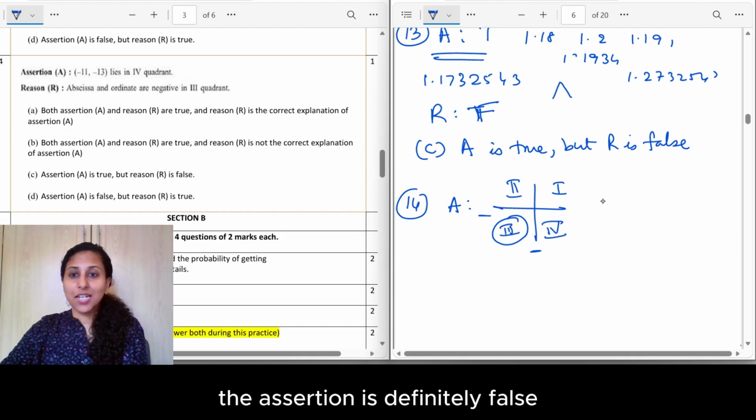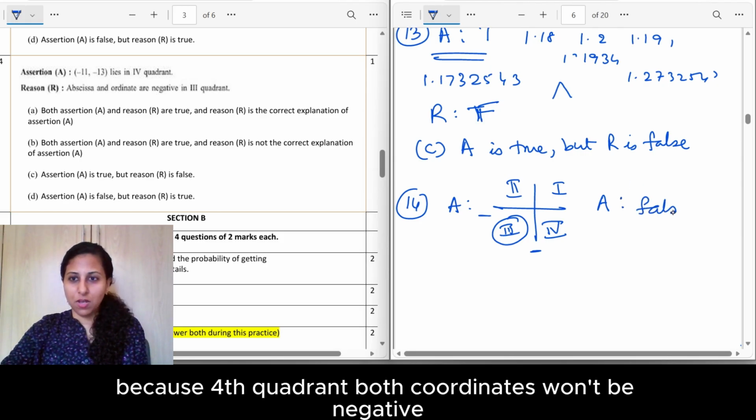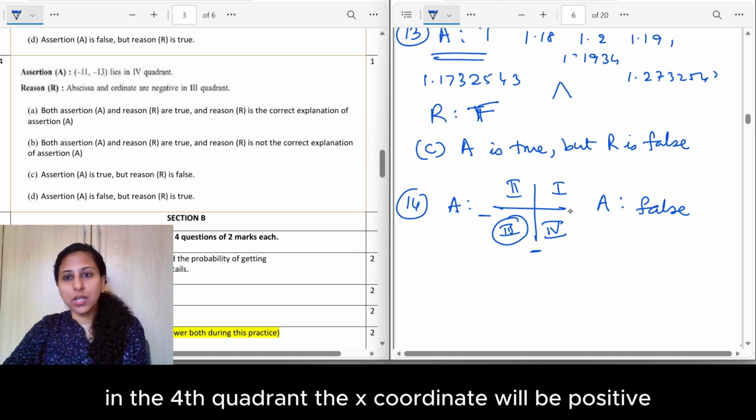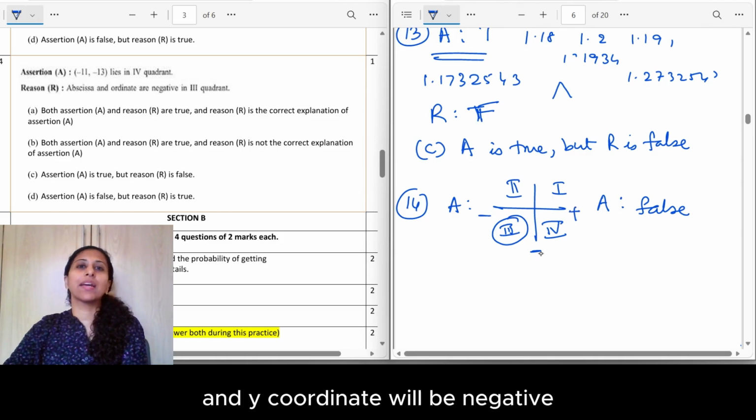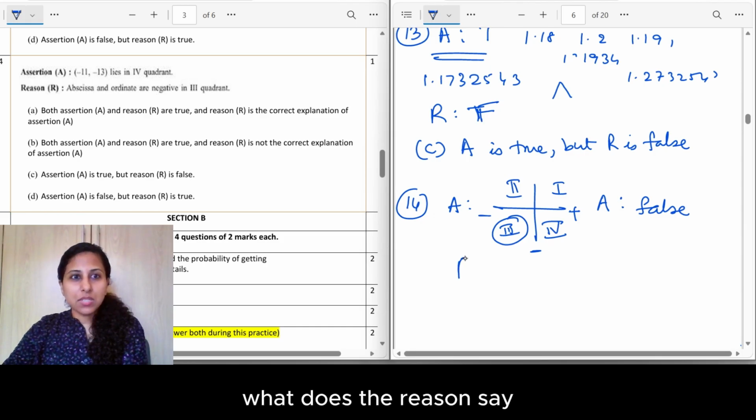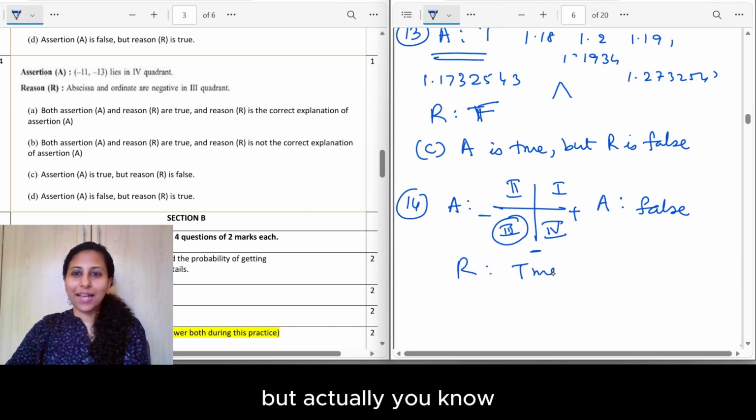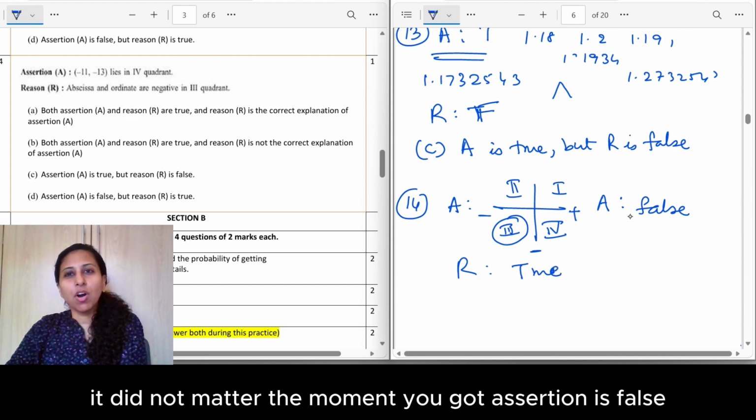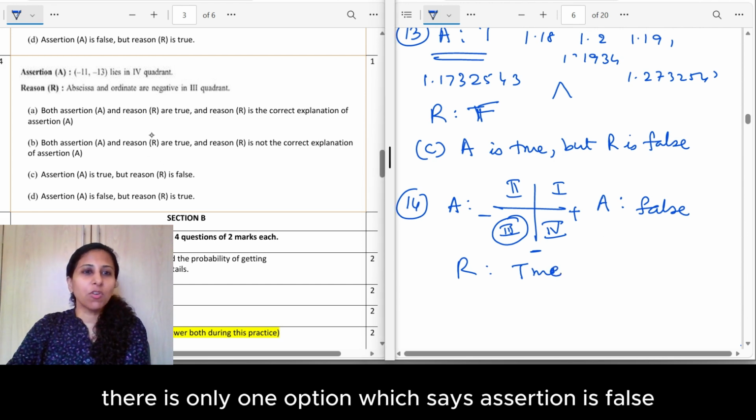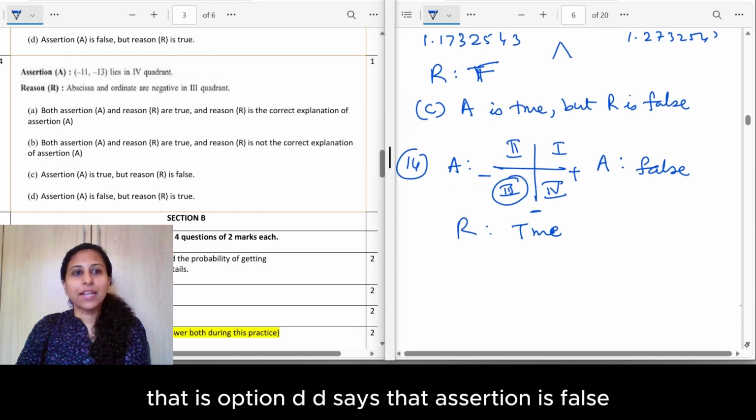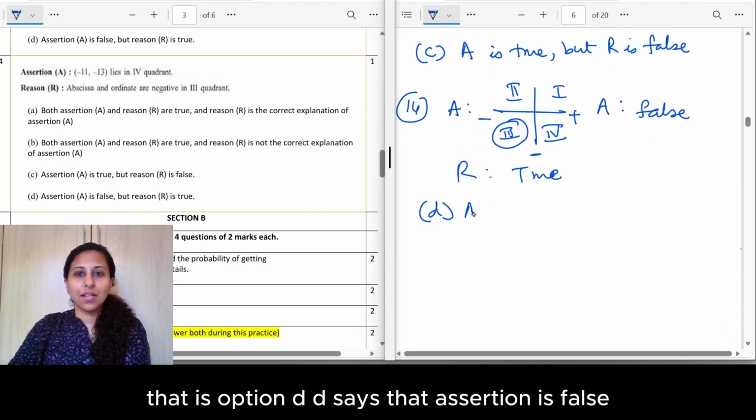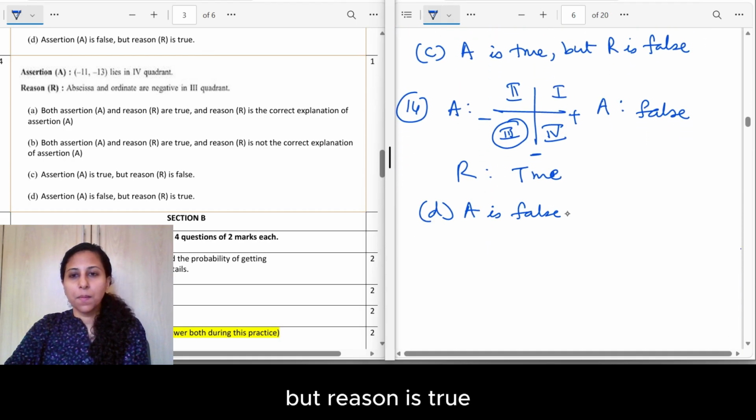Over here, the assertion is definitely false because in the fourth quadrant, both coordinates won't be negative. In the fourth quadrant, the x coordinate will be positive and y coordinate will be negative. What does the reason say? Abscissa and ordinate are negative in third quadrant. Yeah, that's true. But actually, it did not matter. The moment you got assertion is false, there is only one option which says assertion is false. That is option D. D says that assertion is false, but reason is true.